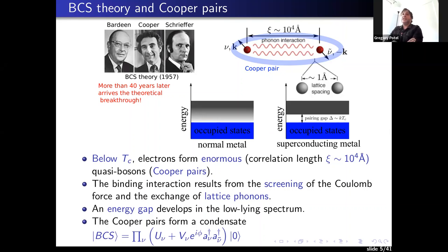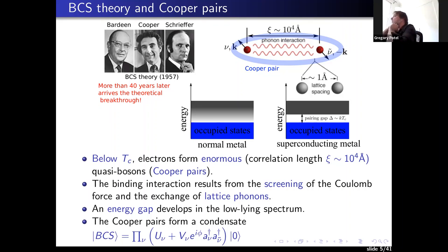And they need a small attractive interaction in order to pair. This small attractive interaction is provided by the interaction of the electrons with the lattice phonons. So it's an induced electron-lattice phonon interaction that provides the necessary binding energy. Now I'm going to talk about some of the characteristics that we want to focus on a little bit more.